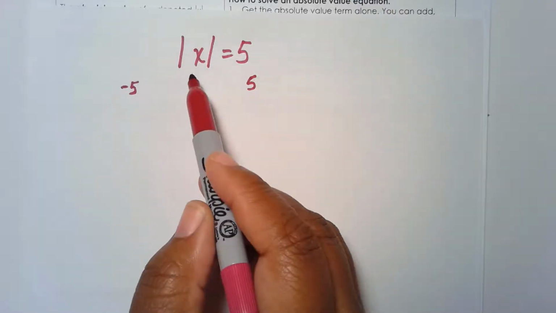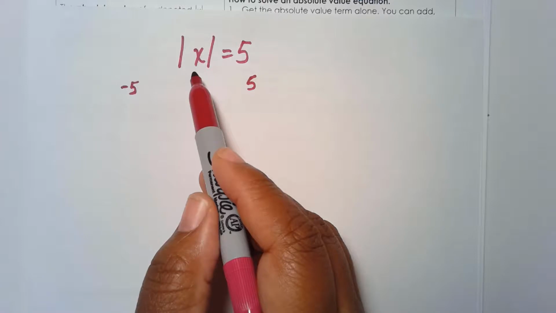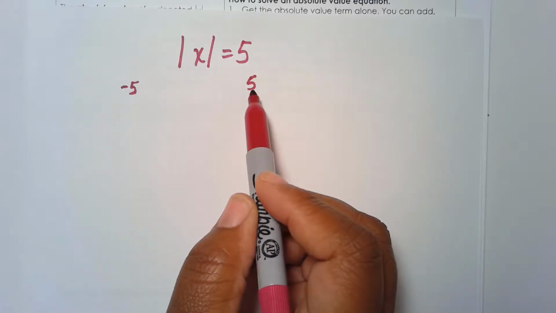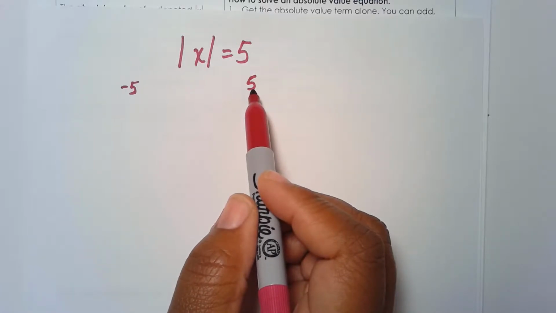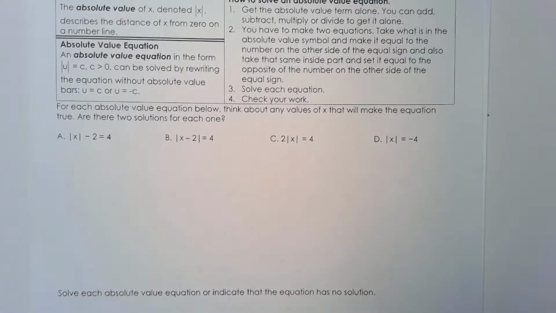Because if we take the absolute value of negative 5, that means that negative 5 is 5 units away from 0 on a number line. When we take the absolute value of positive 5, we're saying that positive 5 is 5 units away from 0 on a number line. So the key word here is distance.